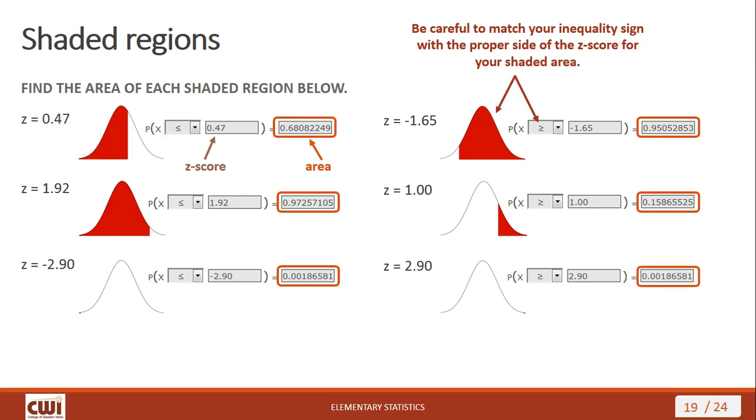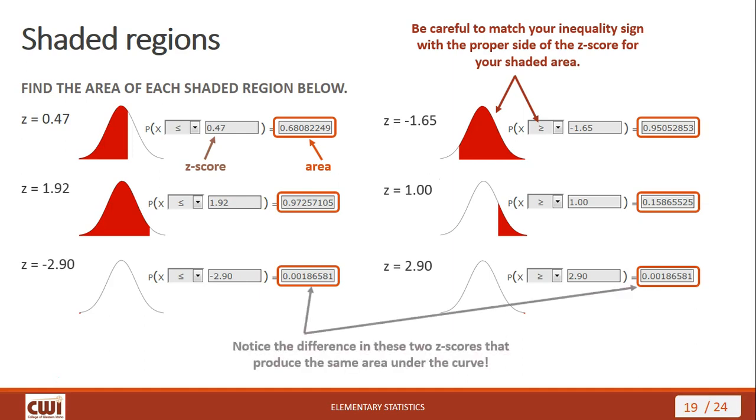0.00186581. Now, something that's interesting to notice about this last example is that the difference in these z-scores produce the same area underneath the curve. So the negative 2.9 gave us the same area as the area to the right of positive 2.9. Again, this is that two-tailed area that we were looking at before. The standard normal distribution is symmetric about the mean. So you're going to see for the same z-score, the area of the tails outside those z-scores is going to be the same because the distribution is symmetric. It's a mirror image about the mean.